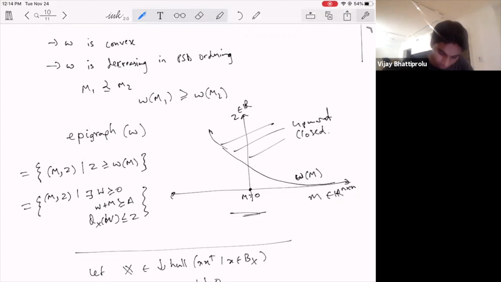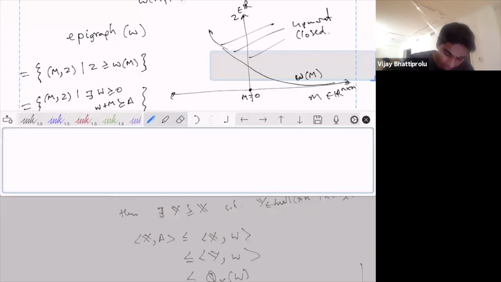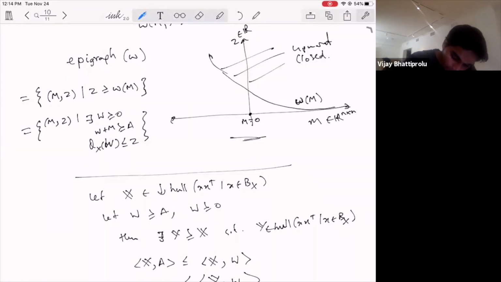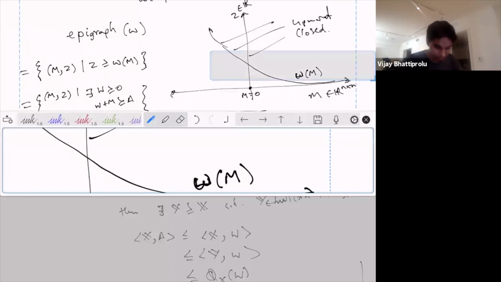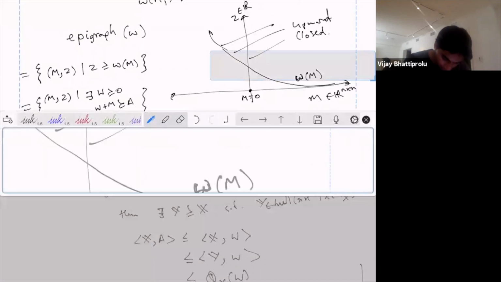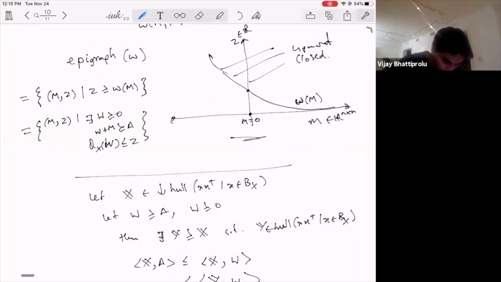This is a fact we'll use shortly, right? Now, we look at the point m equals 0, and we look at this point here. Why is my iPad misbehaving? Okay, we look at that point, right? And since a function is convex if and only if its epigraph is convex, there is a tangent we can draw at that point that lies entirely underneath the epigraph.